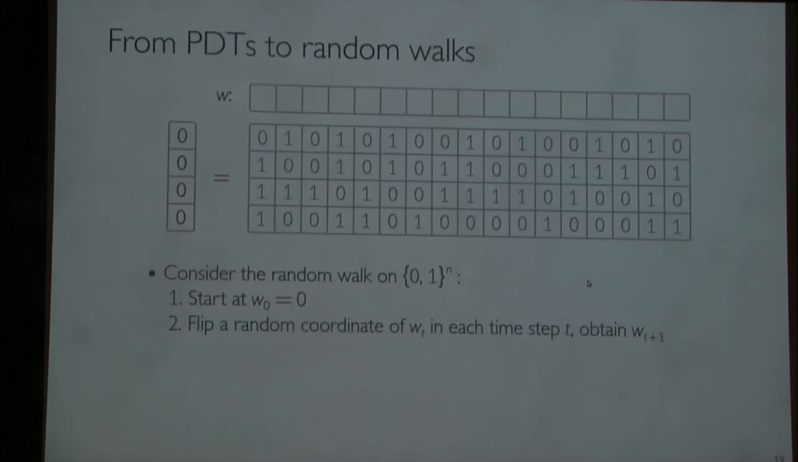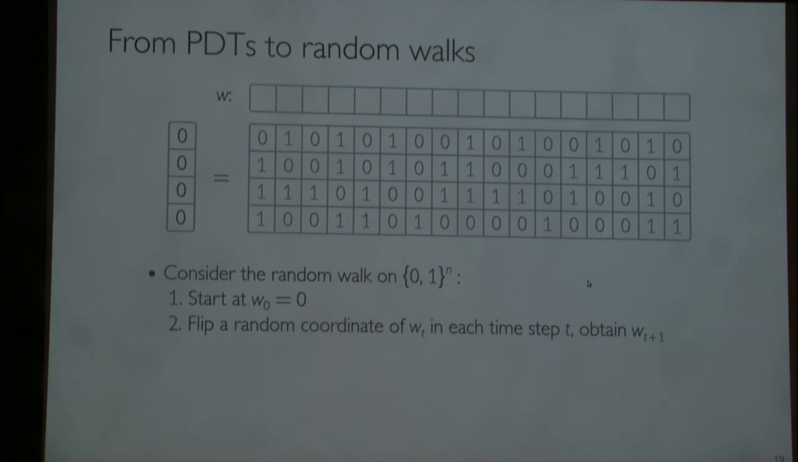Okay, so now we wanted to understand, can it be that there's some fixed weight at which the acceptance probability is so much higher than the adjacent probabilities? To understand it, we will look at it the following way. Let's start with the W vector equal to 0, and we do a random walk on the W as follows. Just pick a coordinate uniformly at random and flip it.